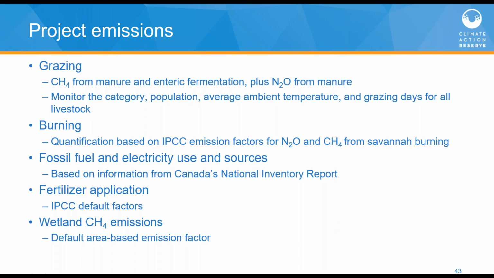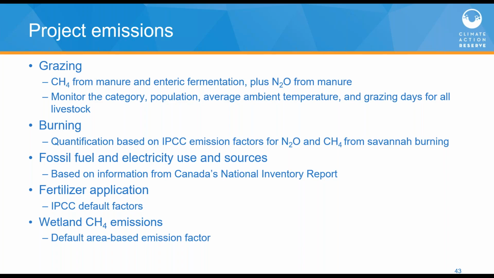In the project scenario, so what's actually happening once you've started your project, we expect most projects are going to involve grazing. So you need to subtract out methane from manure and enteric fermentation, as well as nitrous oxide from manure. To do this, you're going to need to know what animal category, the number of animals, the average ambient temperature during the grazing season, and the number of grazing days. There's different ways that you can fulfill those data requirements. So we try to be very flexible about the monitoring approach there.